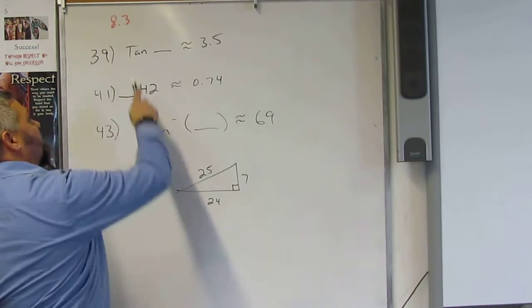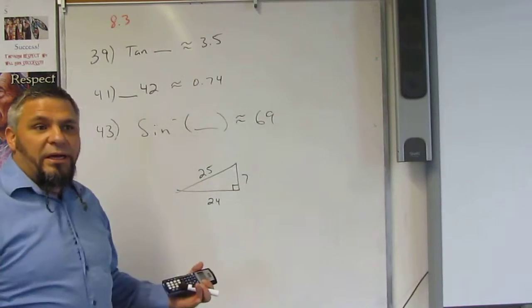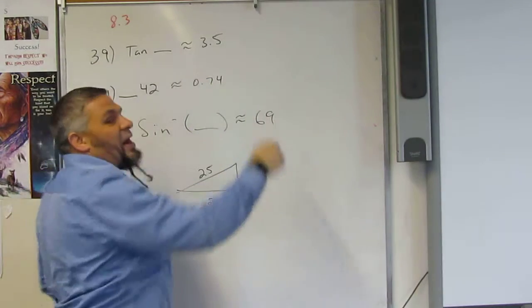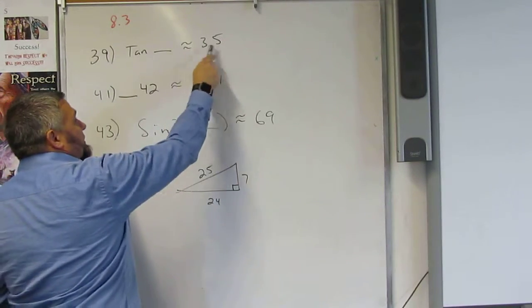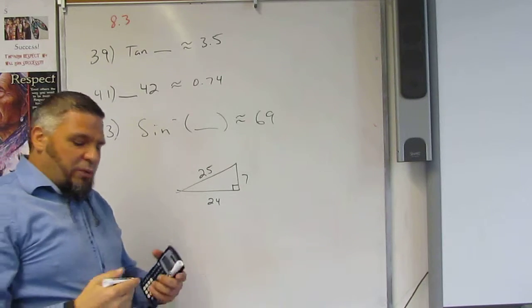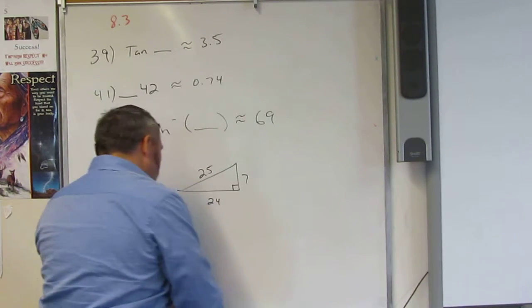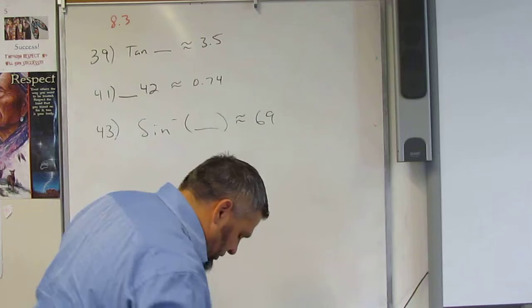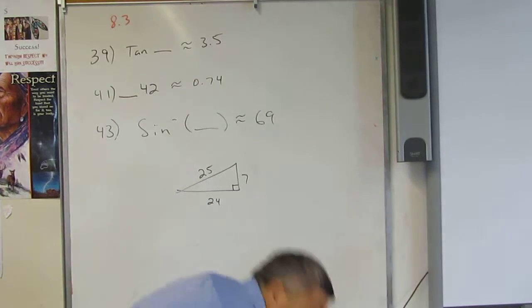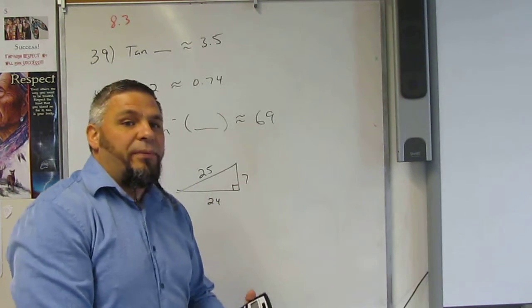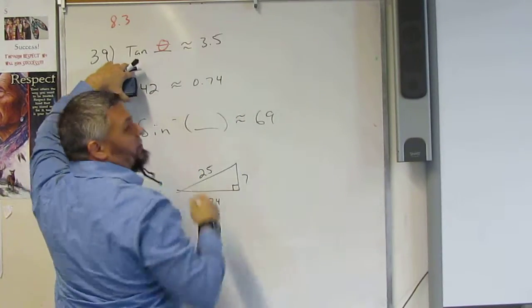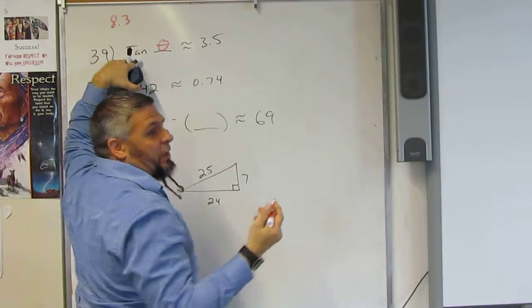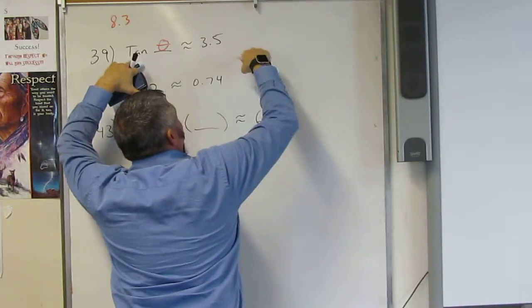They're saying tangent of some angle is approximately 3.5, because they rounded it off. So what they really want you to do is just do the opposite of what's happening, the inverse of what's happening. What's happening is you're taking some unknown, in this case theta. And so, how do we find an angle?